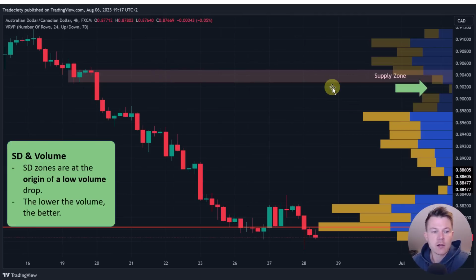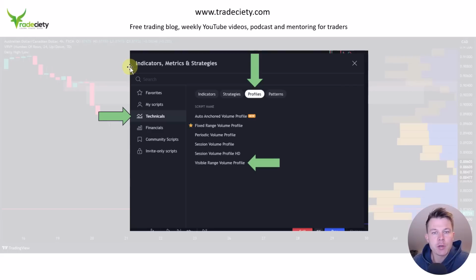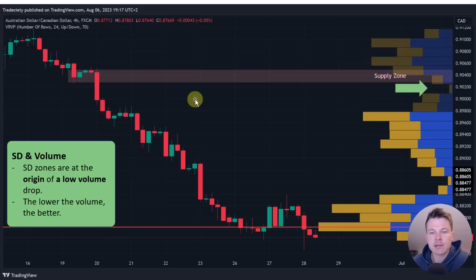For that, we are using volume profile on our charts. If you're using TradingView, you just go to the indicators, then under technicals and then under profiles, you turn on the visible range volume profile. And then it gives you this. And what we see is that supply zones or demand zones are at the origin of a low volume drop.